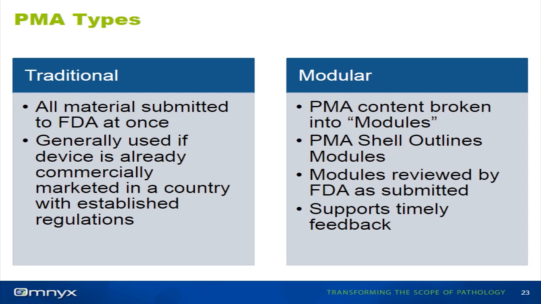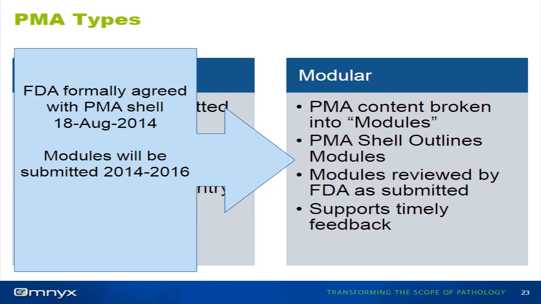The benefit of this type of submission is that timely feedback can be received from FDA, and in our case, the fact that our clinical study has yet to be completed does not hold up submitting earlier modules. So FDA formally agreed to Omnyx's PMA shell on August 18th of last year, and our first module was submitted in November of last year, and the remaining 3 modules will be submitted this year and next.